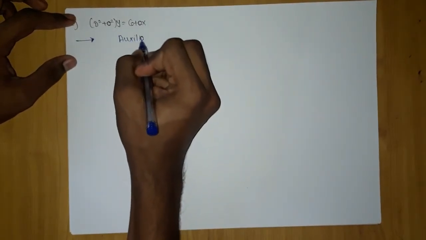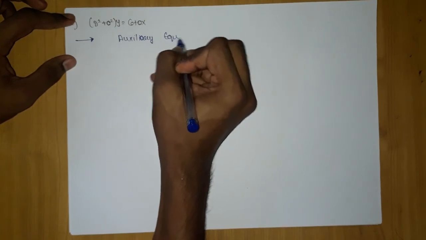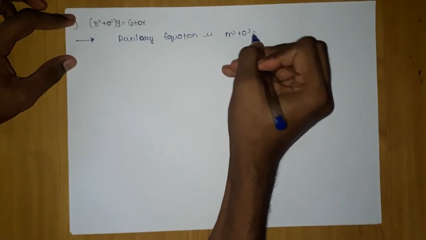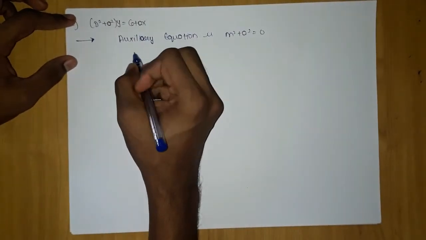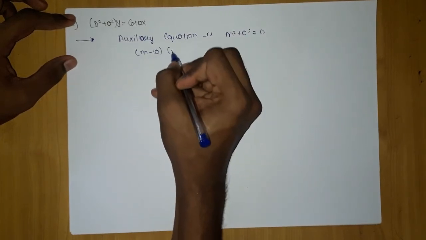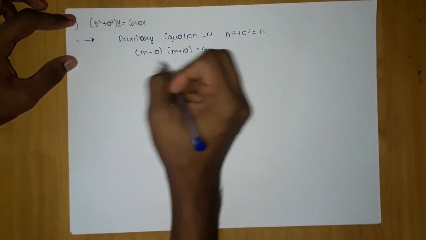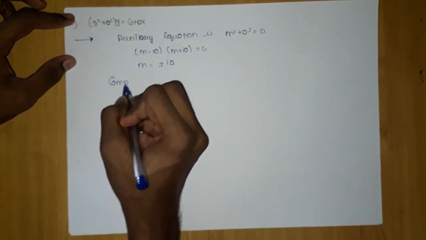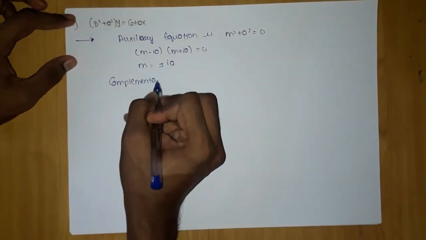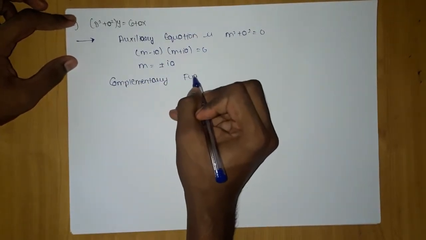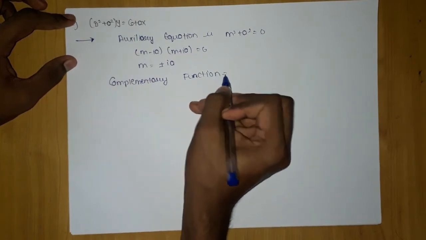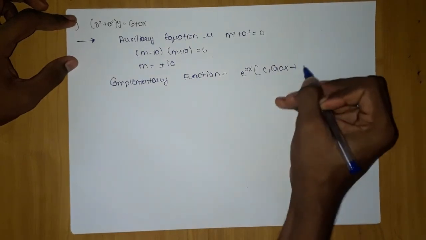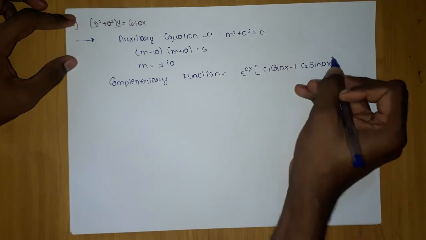Auxiliary equation is m square plus a square equal to 0. Substituting, m minus ia, m plus ia should be equal to 0, giving me m equals plus minus ia. Now the complementary function is very simple: e to the power 0x bracket c1 cos ax plus c2 sin ax. So we got this thing.